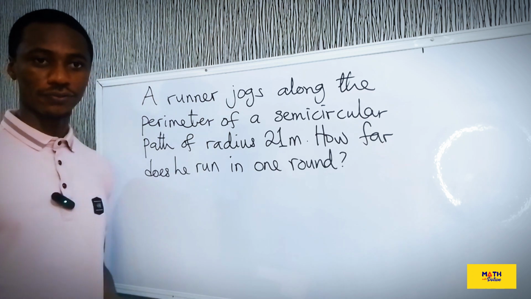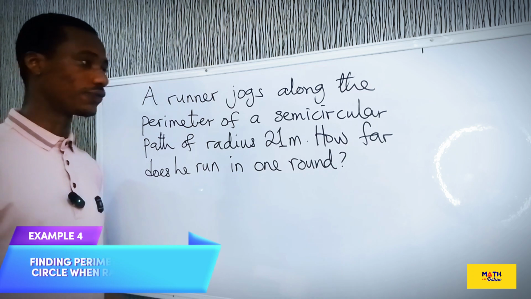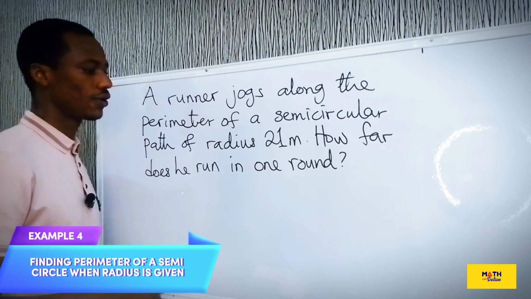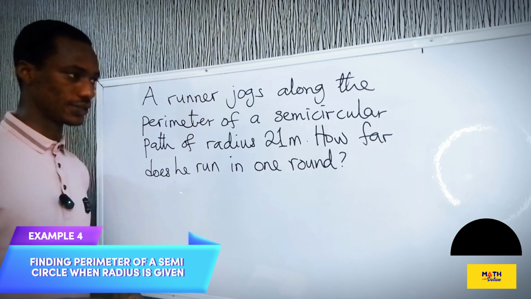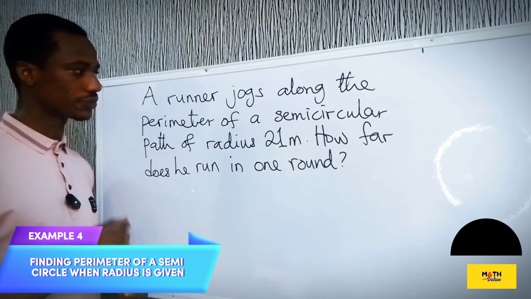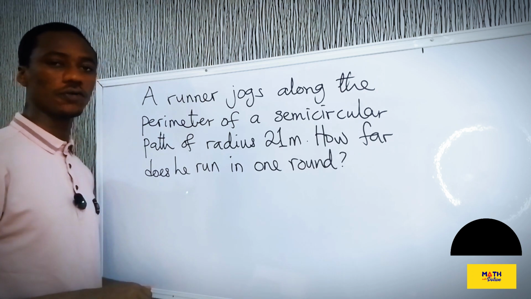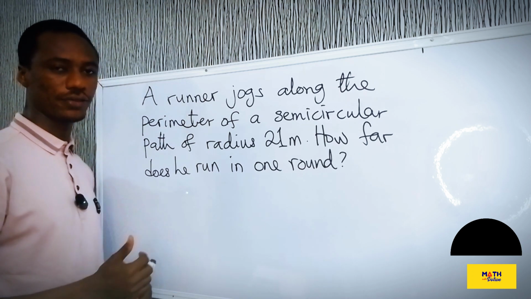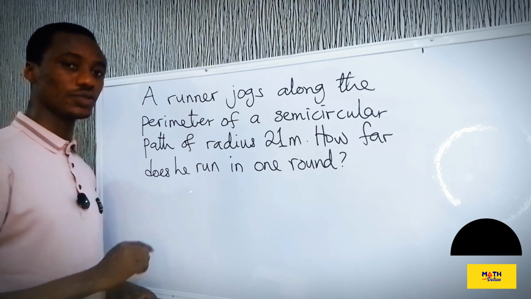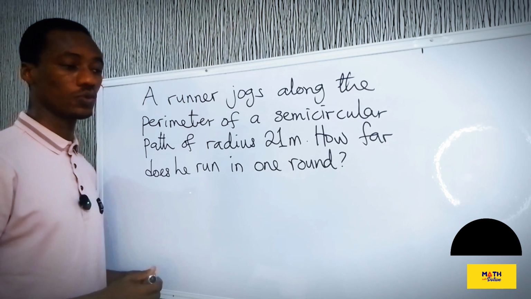This is example 4. A runner jogs along the perimeter of a semicircular path of radius 21 meters. How far does he run in one round? A runner jogs along the perimeter of a semicircular path of radius 21 meters. How far does he run in one round?